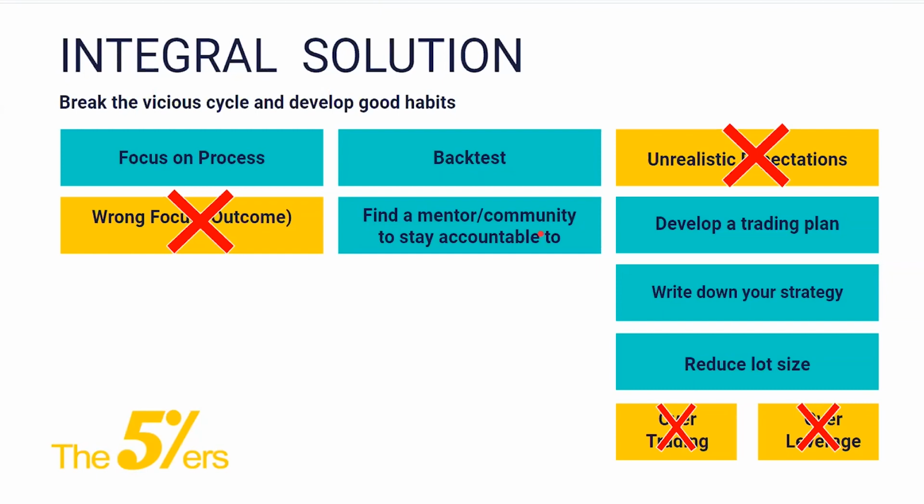And the key message here is to stay accountable to someone that will help you with the discipline. Once you have to decide whether or not to take a trade, and you know you should not take the trade, once you think you will have to explain that to someone else in the future, you won't take the trade you shouldn't. So it's very, very important you find a community or a mentor to stay accountable to, that will help you with the discipline.